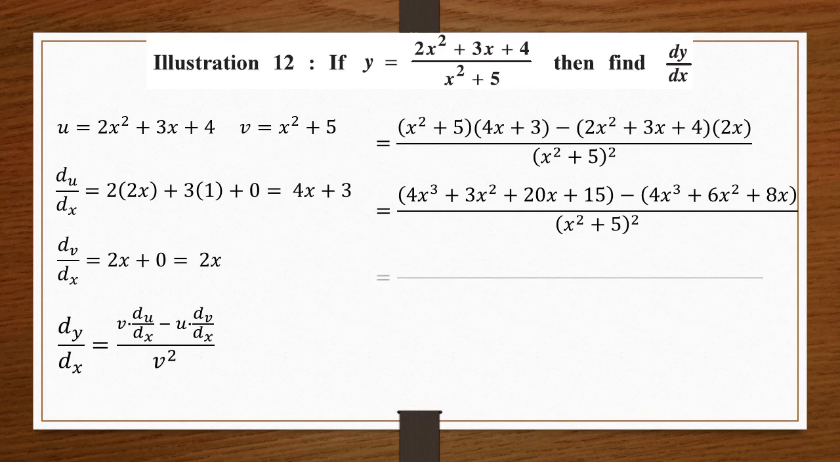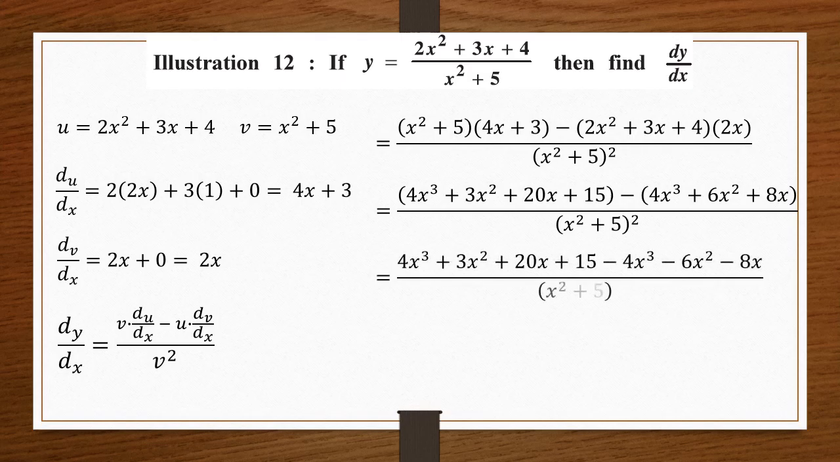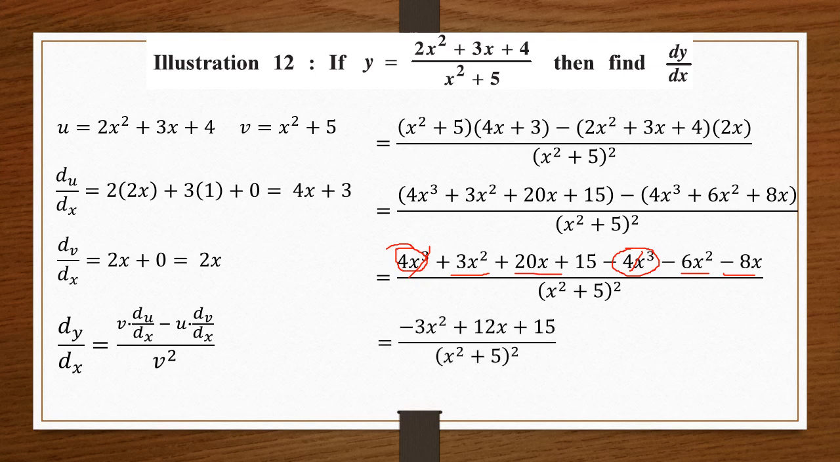What we are going to do next is open the brackets. So first 4 values will be as it is, and remaining 3 values will have their signs negative. Now 4x cube here and 4x cube here, positive negative will be cancelled. 3x square is positive, 6x square is negative, so it will be negative 3x square. 20x is positive, 8x is negative, so it will remain as 12x. So your answer will be negative 3x square plus 12x plus 15 divided by x square plus 5 the whole square. So this will be the value of your differentiation.